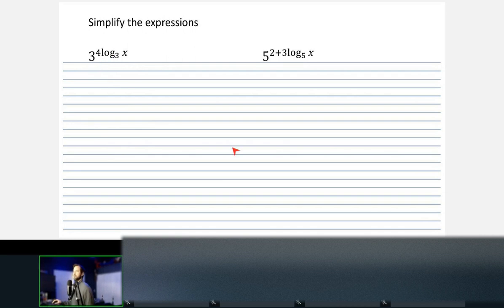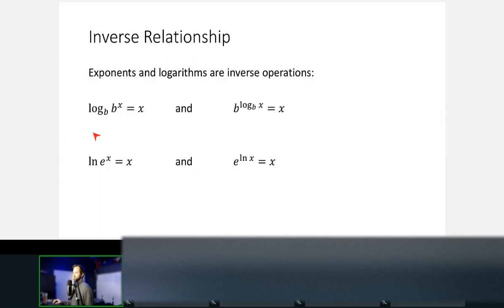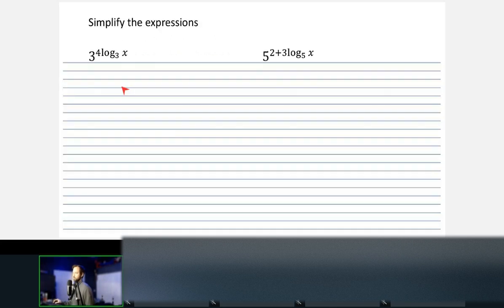What should we do first? How should we start this? So let's go back to this page here. Remember, we're trying to use these properties. For example, this one right here, b raised to the log base b of x. If we can cancel this out, x will carry down. I'm pointing to this one because this is the inverse relationship that we're going to use for at least this first problem.